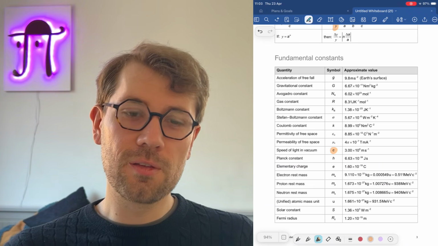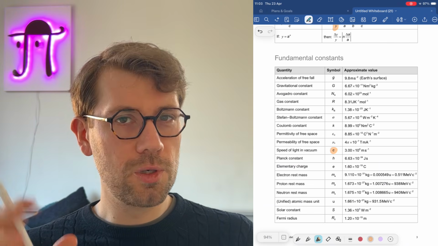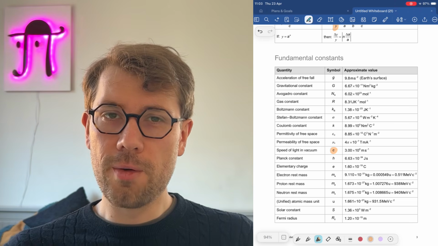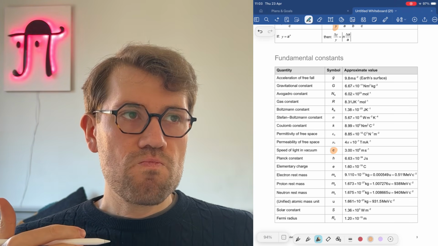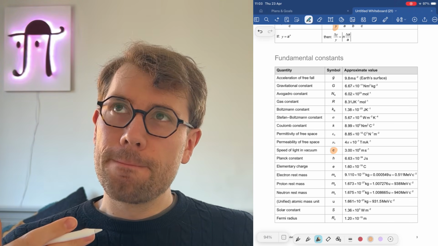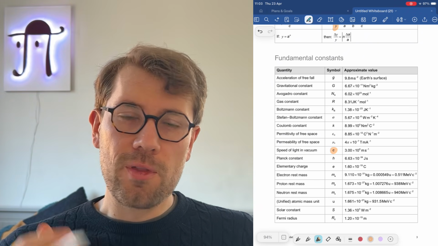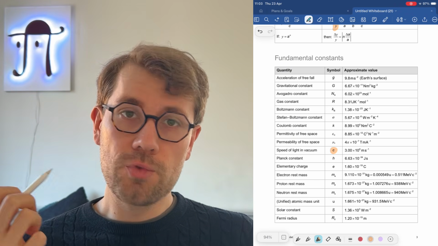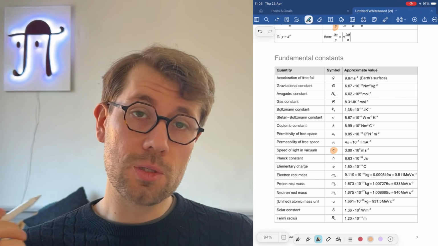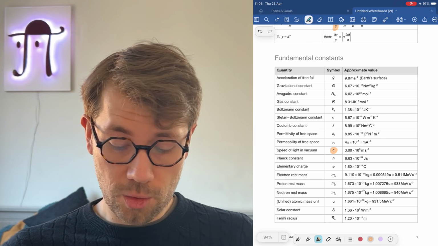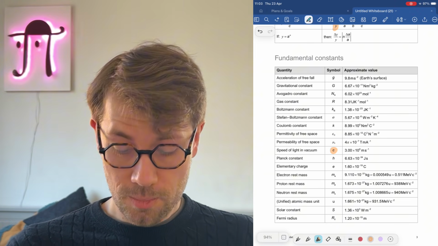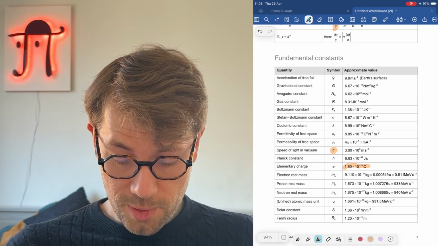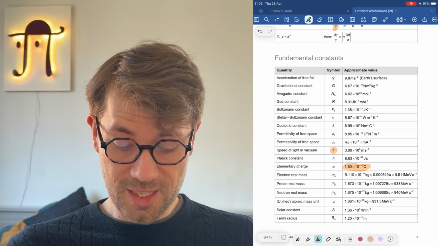You might have seen this in GCSE as being +1 or -1, but that was in relative atomic charge units, so just comparing them to each other. Now we're given it in real units, we're given it in coulombs, which is the unit we use for all charge, and it's an incredibly small number. 1.6 times 10 to the -19.